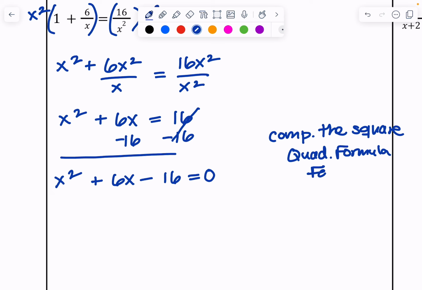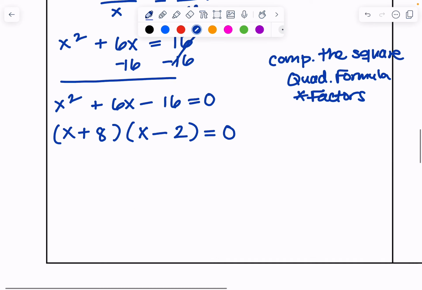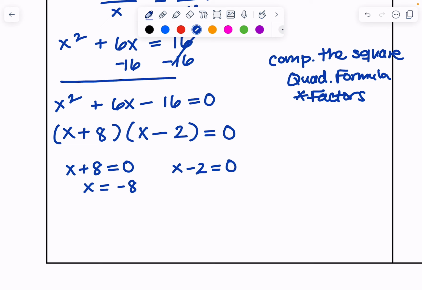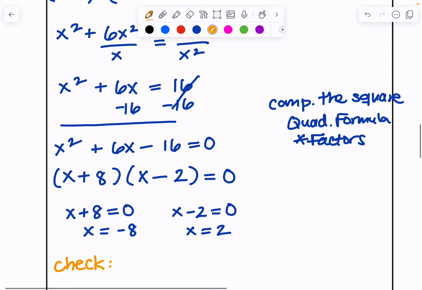This one factors very nicely, so I'm going to factor. So when I factor x squared plus 6x minus 16, I get x times x, 8 times 2. I need a plus 6x, so I'm going to have plus 8 minus 2. And then I'm going to have x plus 8 equals 0, or x minus 2 equals 0 by the zero product property. So my solutions are negative 8 or 2. And I need to check that those work and are not extraneous.